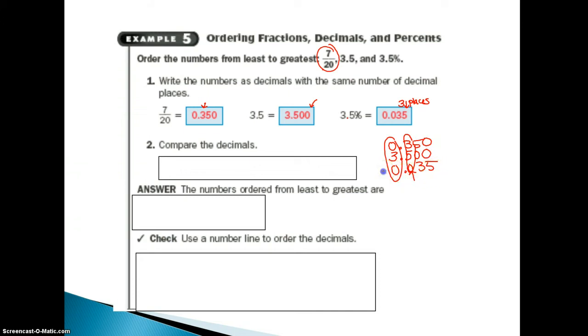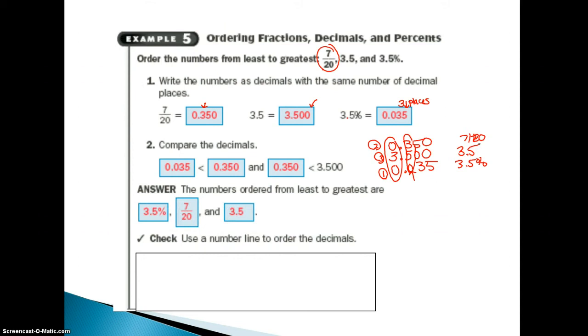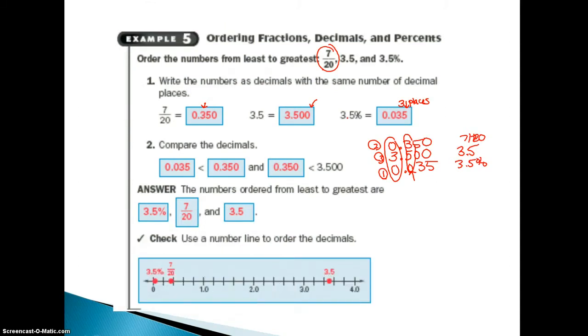So this is going to be, let's see, least to greatest. So this is going to be the first one, this is going to be the third, and that's going to be the second. They compare it by using inequality symbols. So the numbers are ordered from least to greatest. Remember to go back to the original numbers. So that's going to be your 3.5%. 2 is going to be your 7/20ths. And this is going to be your 3.5. So 3.5%, 7/20ths, and 3.5. You can also check or do this at the beginning by using a number line to order the decimals.